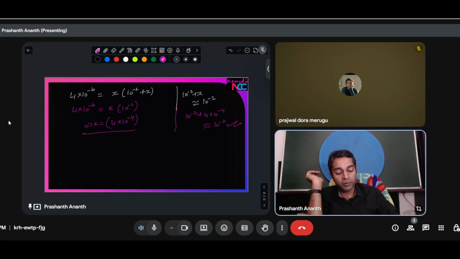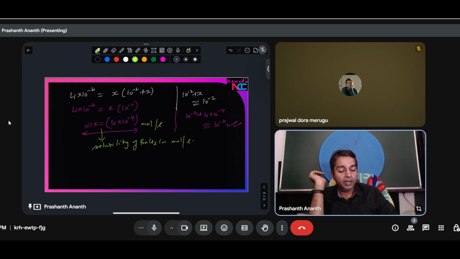So this is going to be your case over here. This is going to be the new solubility of barium chloride, in moles per liter still, in 10 power minus 2 molar HCl solution.